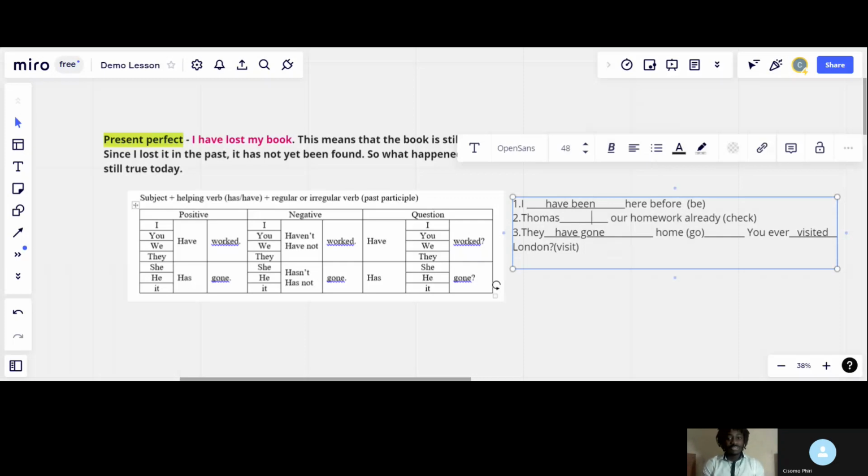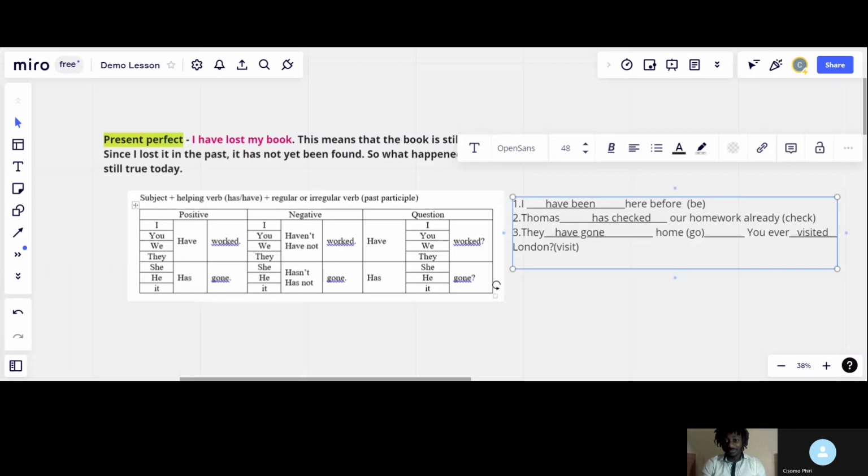Let's try the second one. Thomas dash our homework already. Check. That's our verb. So Thomas is a he. So we say has. Check changes to checked, so in past participle, it's a regular verb. In past participle, we simply add ed. They, oh, this one has already been done. They have gone home.